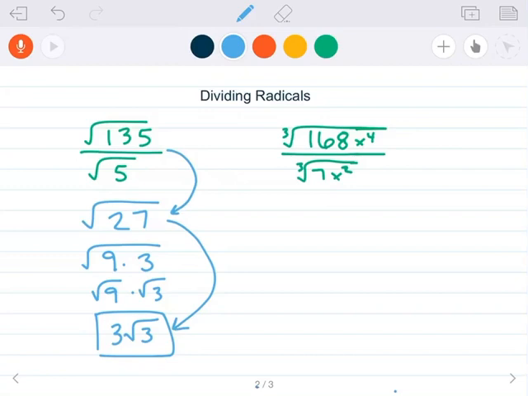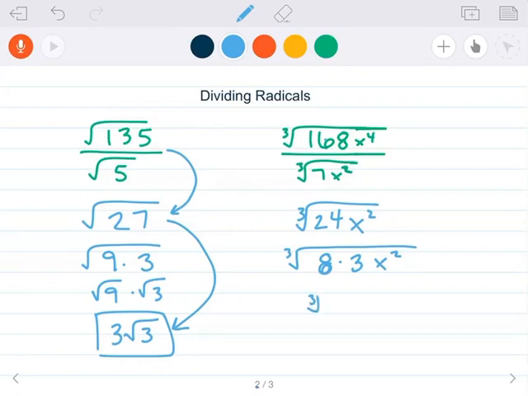If we're going to work with something with variables, after we've divided our coefficients, we just need to make sure that we are subtracting the exponents on the variables. So I would do 168 divided by 7, which is 24. I'm going to subtract my exponent, so that would leave me x squared. I need to think about perfect cubes this time since this is a cube root. So to simplify, hopefully I would realize that 8 goes into 24. So 8 times 3. And then we've got the x squared.